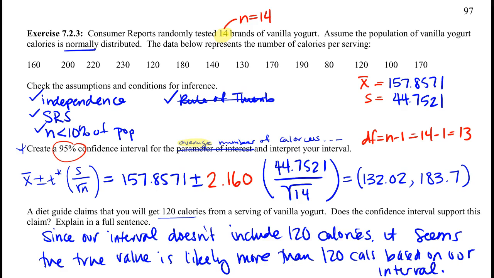All right, so that was another example of a T interval. This one having that added bit where we had to go calculate our mean and our standard deviation instead of them being given to us.